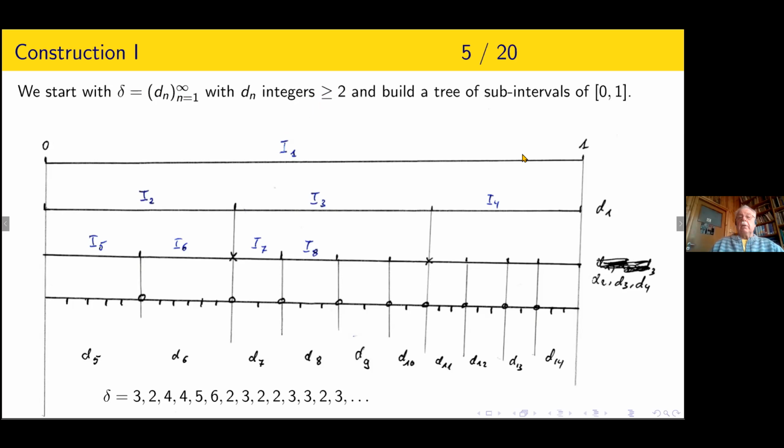The first interval is the whole interval [0, 1]. Then we divide this first interval into D1 equal intervals. In this drawing, I do this for this sequence here. So we divide it into 3.